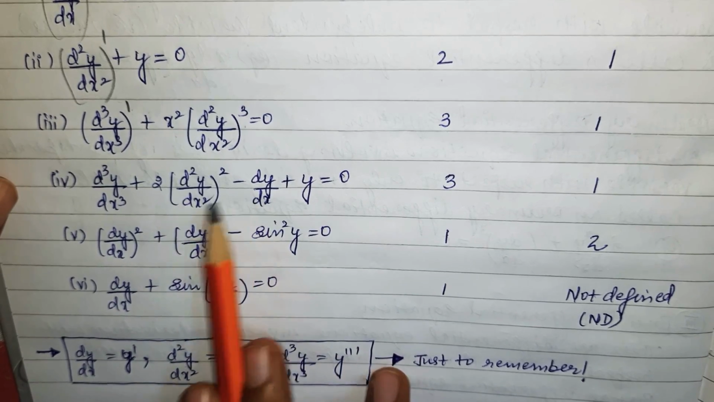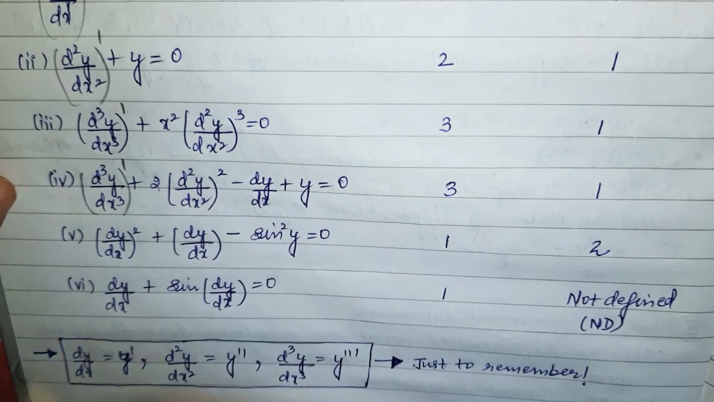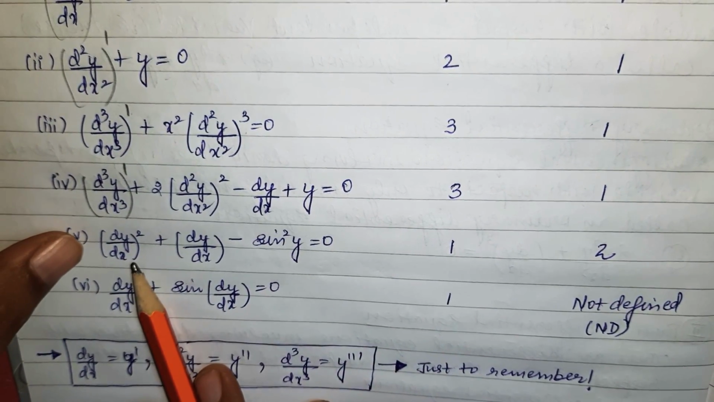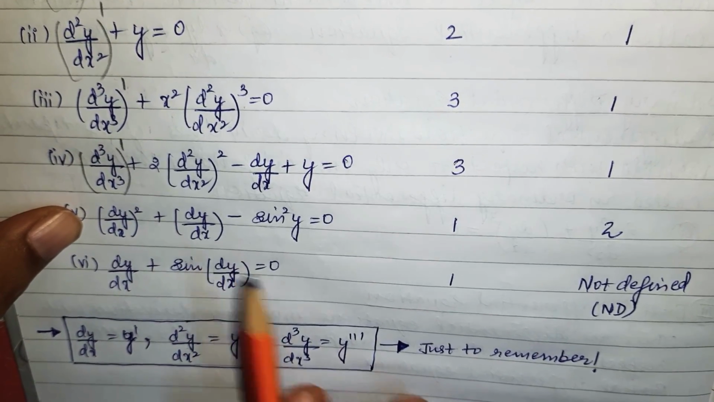Degree: first order, second order, third order. So here this can be written as this, so degree is 1. This is a polynomial equation. Highest order, this is first order, this is first order, so answer is 1.